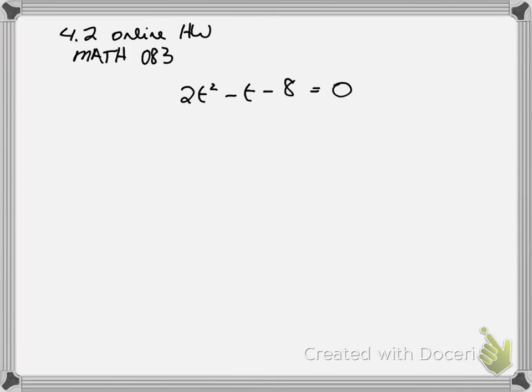The first thing I always do is take this constant, in this case it's a -8, and put it to the other side. Of course we have to do that to both sides, so we add 8 to both sides. So I'm going to have 2t squared minus t, and notice I'm leaving a blank there, and then equals 8, okay?